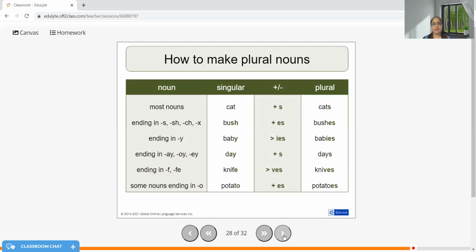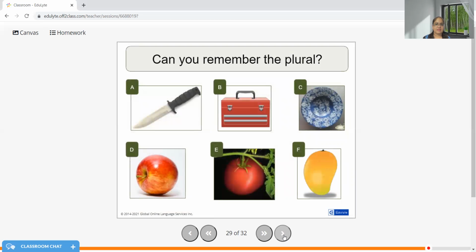So this chart will help you to make your nouns into plurals in a better way. It has good spellings, and I really want you to have a look at this before we proceed further. Cats, bushes, babies, days, knives, potatoes. I would recommend if you please write these spellings, it will be helpful for you to recall later. Can you remember the plural for these nouns? Knives, boxes, plates, apples, tomatoes, and mangoes.